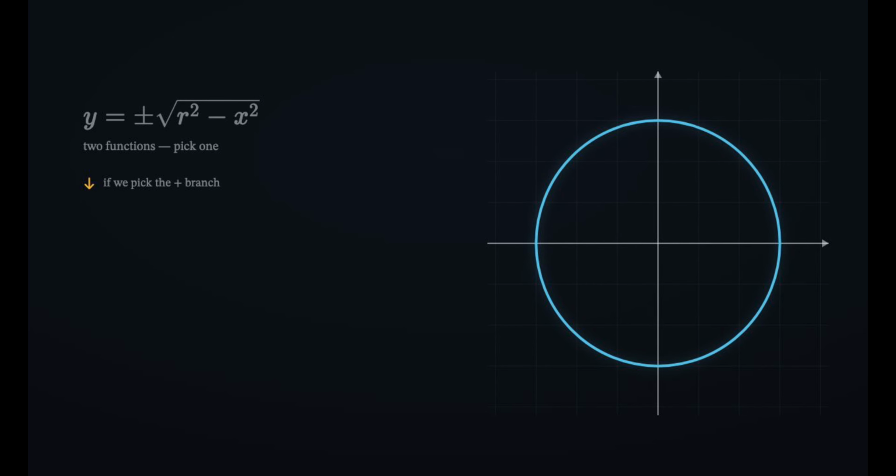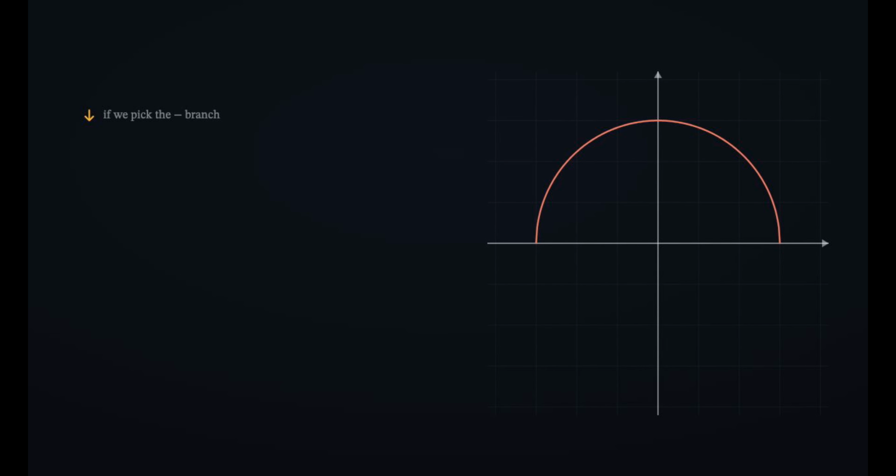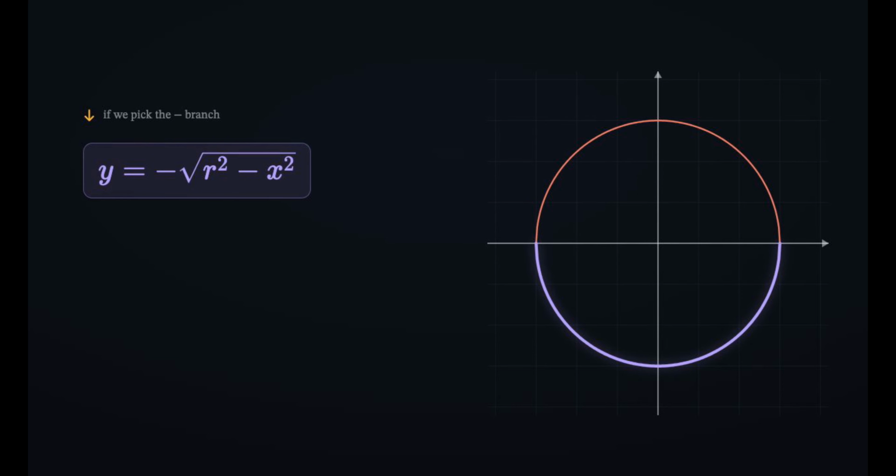If we pick y equals plus square root r squared minus x squared, that is the top semicircle, since y is always positive. And if we pick y equals minus square root r squared minus x squared, that is the bottom semicircle, since y is always negative.